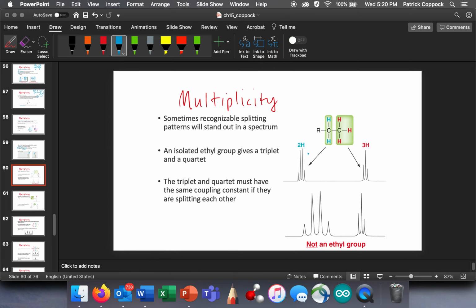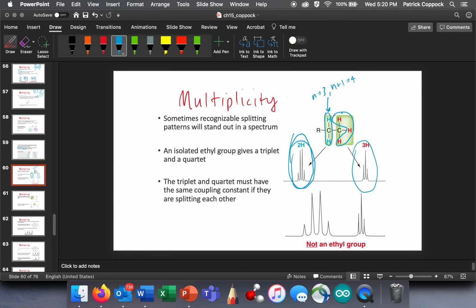Okay. And it's also important, I think, to watch out for recognizable patterns. So earlier in a previous conversation I was having with you, I saw a 4 and a 3, and I immediately knew it was an ethyl group. So look at this. If you've got this right here, he has 3 neighbors, right? n is equal to 3. And so n plus 1 is equal to 4. So this guy's going to get split into a quartet, right?